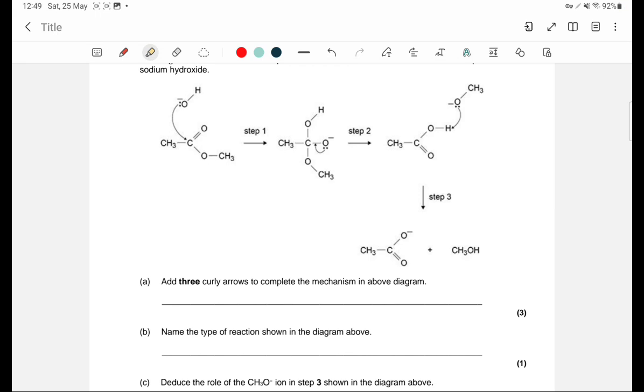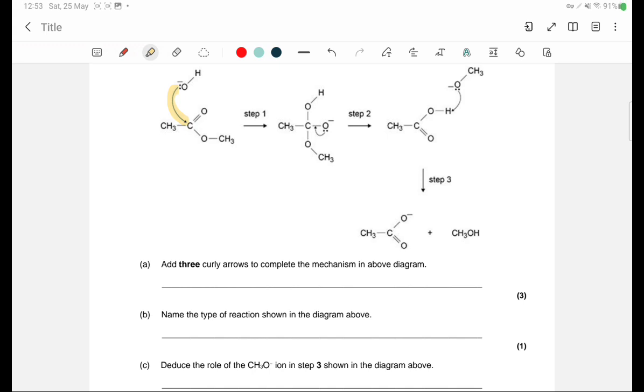Looking at our example here, we have some curly arrows written on already. So you can see that the OH- is attacking the delta positive carbon because the arrow is moving from the lone pair on the oxygen to where a bond will form between the carbon and that oxygen.